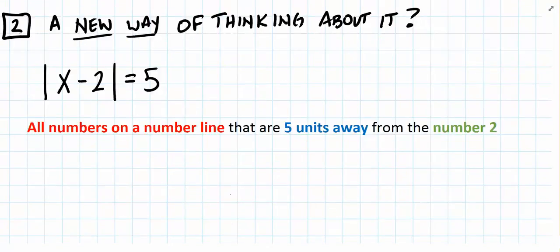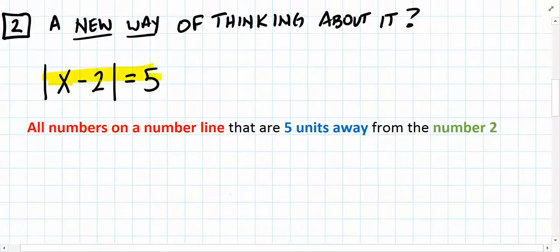Here's box number 2. Take, for example, a new way of thinking about it. What I have for you written in algebra terms is this. The absolute value of x minus 2 is equal to 5. Can you visualize what that looks like on a number line? Take a look at my statement that I have down below. To me, this says all numbers on a number line that are 5 units away from the number 2.